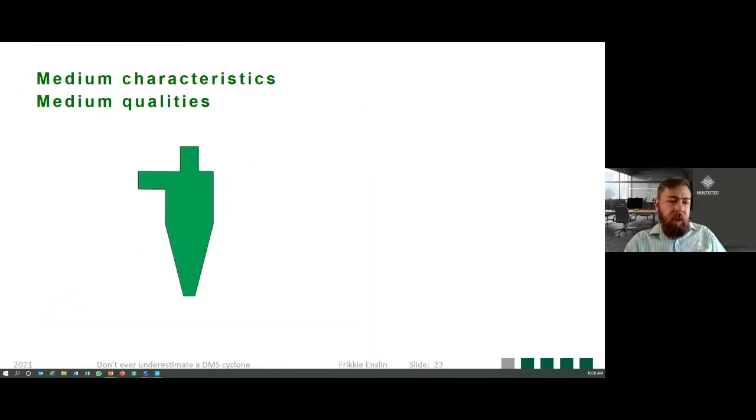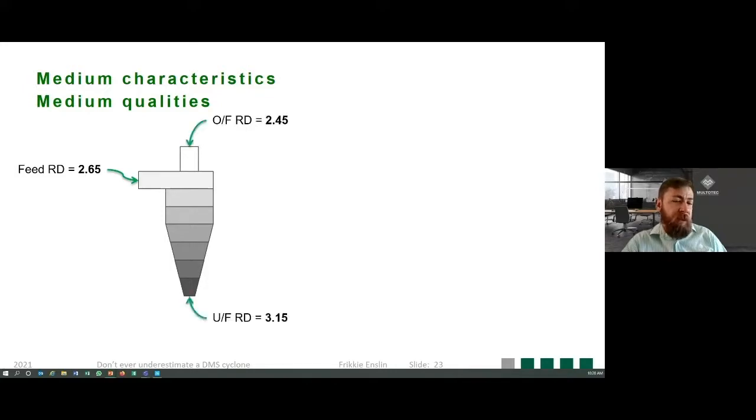So if we look at medium qualities, one thing that we need to know is that before your DMS cyclone is a DMS cyclone, it's actually a classification cyclone. So you will get classification of your medium particles inside your cyclone, where you get, for example, a feed density of 2.65. The overflow will be something less. The underflow will be something higher. And very important to note, however, that your cut density will be somewhere a third from the bottom of your cyclone.